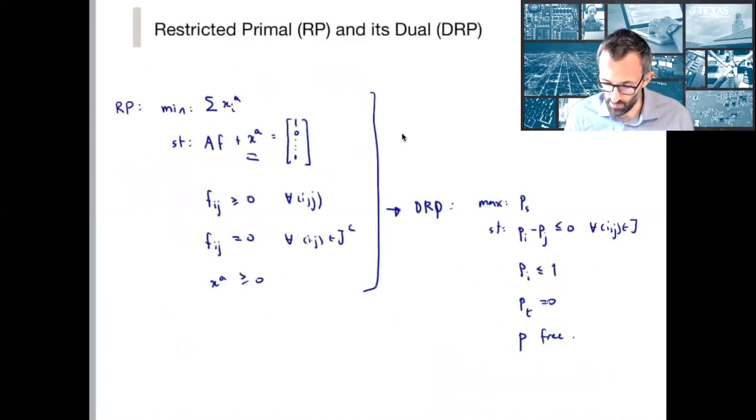Let's remind ourselves what the restricted primal is. The only way for the restricted primal to have an optimal solution of value 0 is if it's not using any of the auxiliary variables, which means that we have a solution using only the original variables f that satisfies complementary slackness, and hence we're optimal.